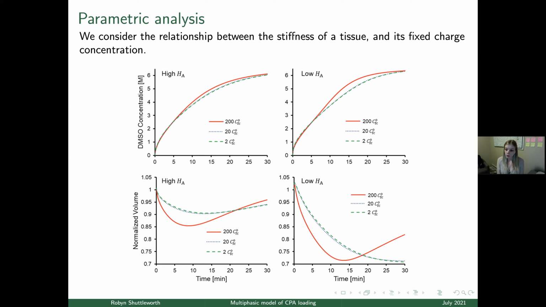If we take a look at low stiffness of our tissue, again, we get the same sort of volume change happening, the same minimum volume change. However, when we have high fixed charges, we get this rebound of the volume, so our volume is increasing again. Whereas when we have a low fixed charge and a low stiffness of tissue, we don't really see any rebound. We see it leveling off and equilibrating towards the end of this time frame. So this was just a look at this relationship between stiffness of the tissue and fixed charge concentration.